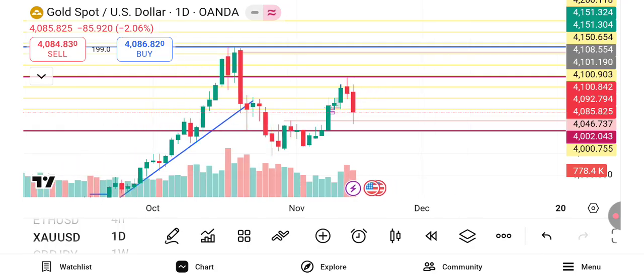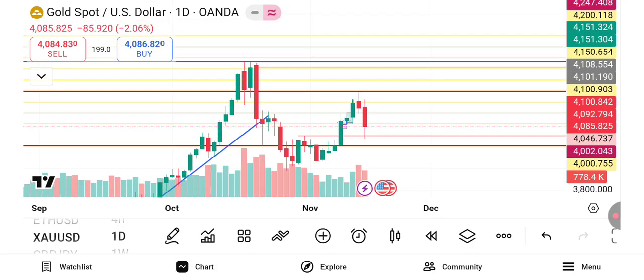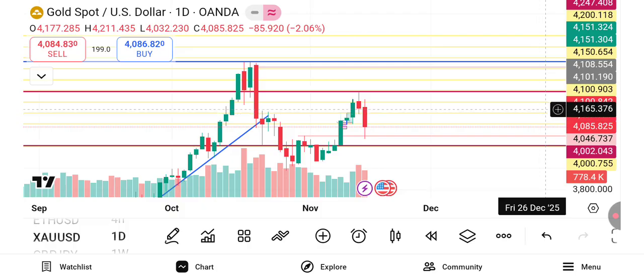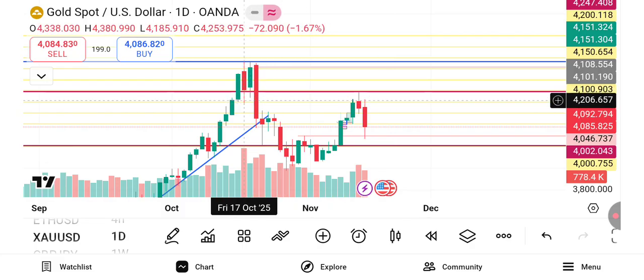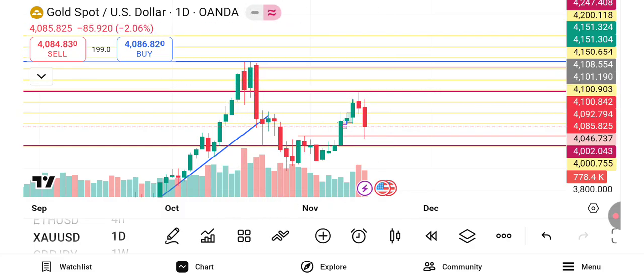Let's check what the market is currently doing. On my daily time frame, the market is currently reacting from a breakout block. I think there should be a breakout block around the zone. Let's move more to the downside.